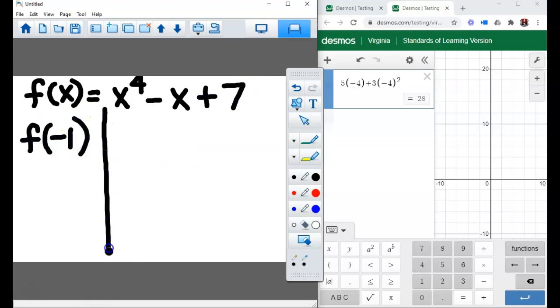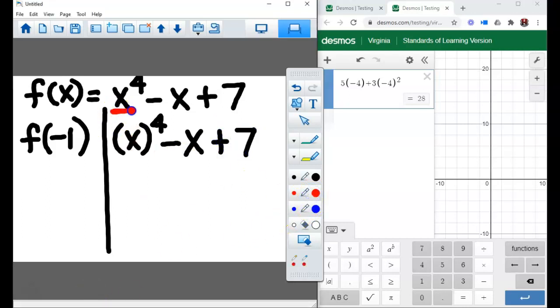Now, first thing I'm going to do is take this rule and rewrite it, adding parentheses. I see x a couple of times. All right, so first I have x to the 4th power. Because it has an exponent, it will need parentheses. Minus x. No exponent, no number in front. So it's okay the way it is. And then plus 7.